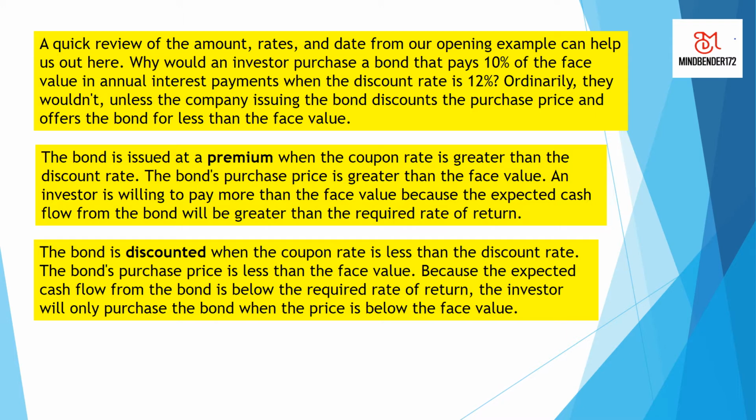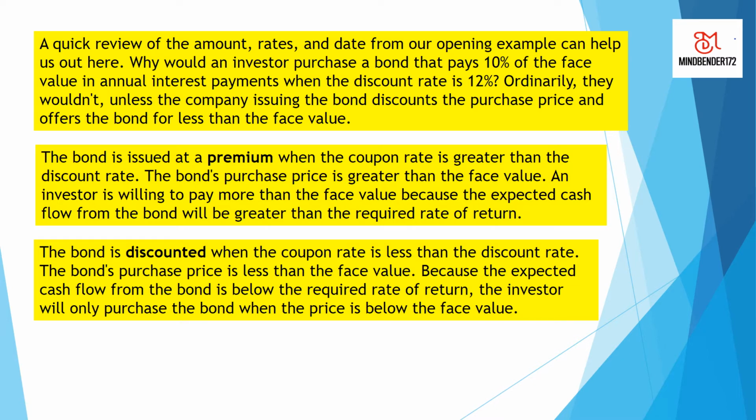So here we know one thing, the bond is issued at a premium when the coupon rate is greater than the discount rate. The bond's purchase price is greater than the face value. An investor is willing to pay more than the face value because the expected cash flow from the bond will be greater than the required rate of return.